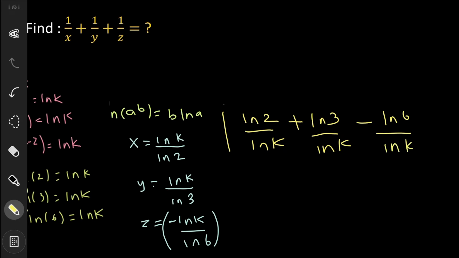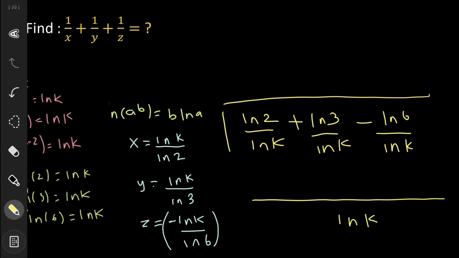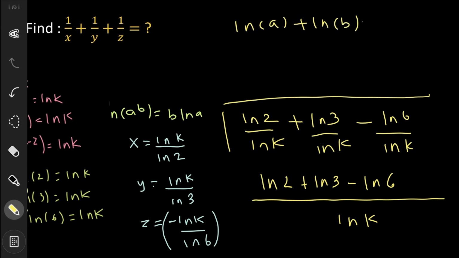Now in all these three terms, the denominator is common, that is natural log of k. So I can take natural log of k as a common denominator. In the numerator, natural log of 2 plus natural log of 3 minus natural log of 6. Now to simplify this further, I will use the logarithmic identity, that is natural log of a plus natural log of b equals natural log of a times b.